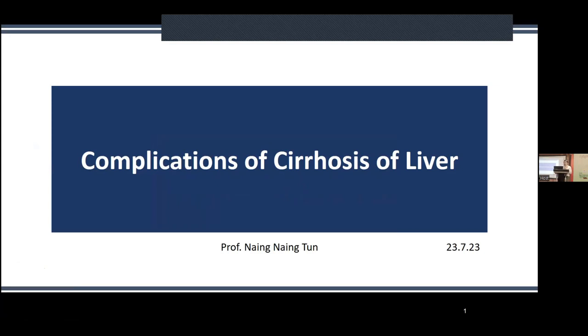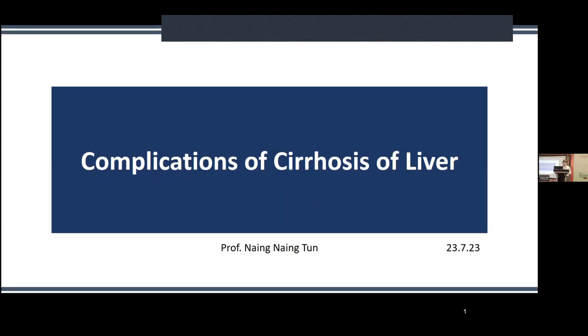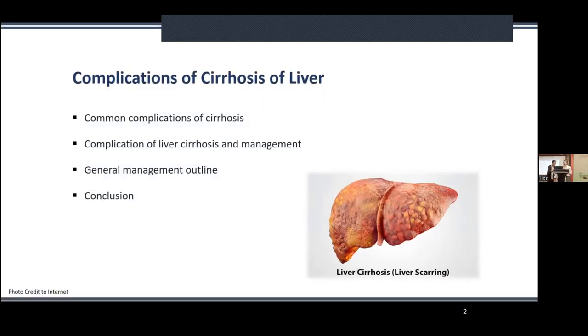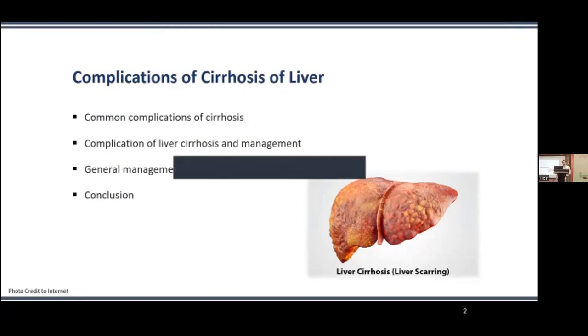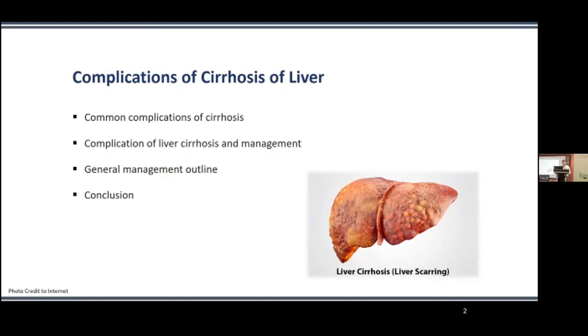My presentation will cover the complications of cirrhosis of the liver. The presentation will discuss these subtitles: common complications of cirrhosis, complications of liver cirrhosis and its management, and general management outline.